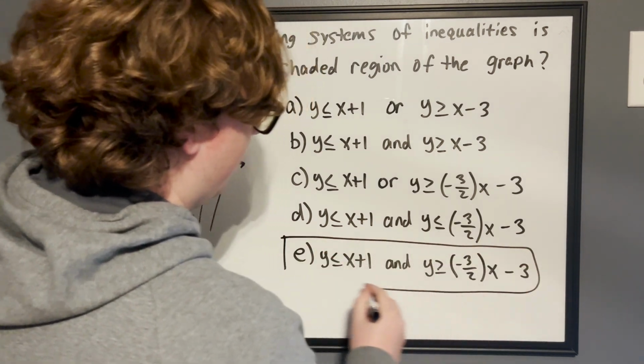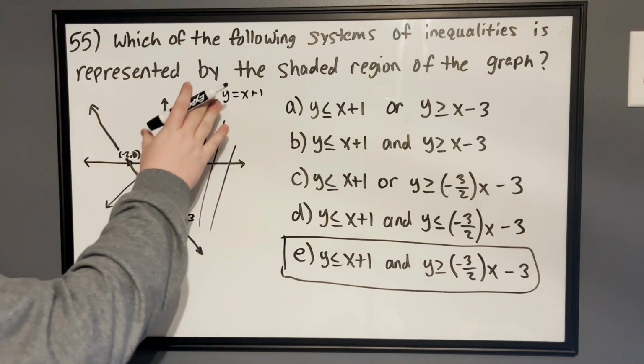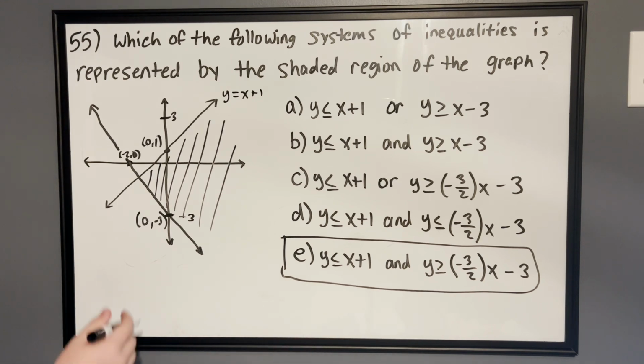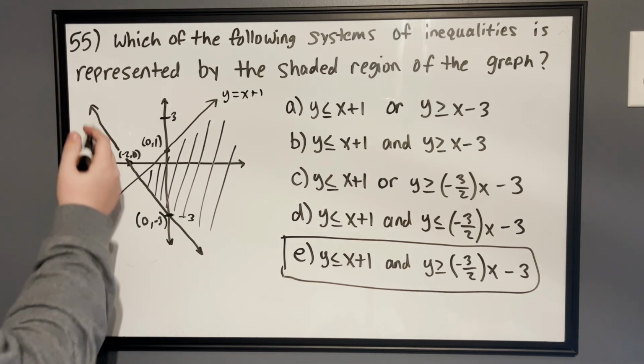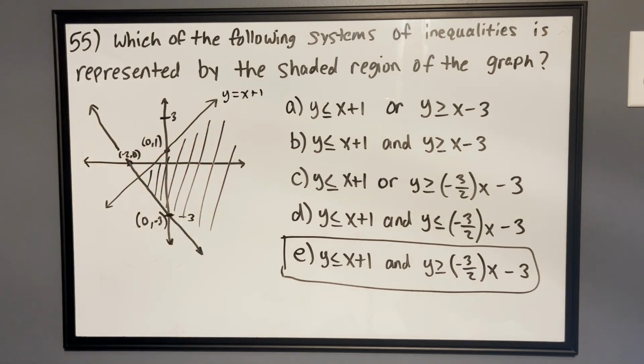And just to double check, we'll make sure that that works. We say that y is less than or equal to x plus 1. That is true. It's always below it. And y is always greater than or equal to negative 3 halves x minus 3, which is this line. And we see every time y is greater than that. So our answer is going to be E, and that's it for question number 55. Let's move on to 56.